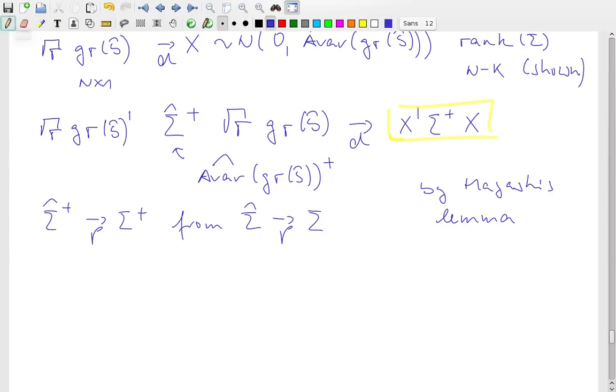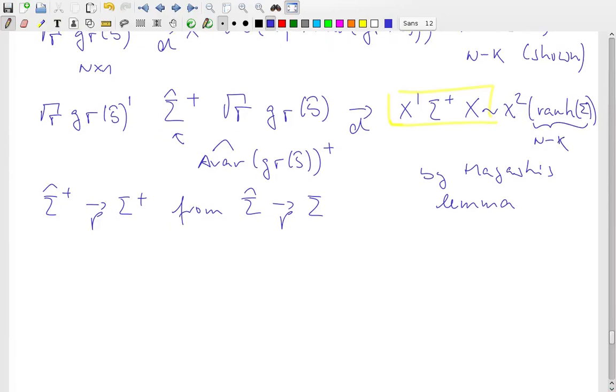And the point is, we now know what the distribution of this quadratic form is. It's a chi-square distribution, and now we also know what the degrees of freedom are. The degrees of freedom is equal to the rank of the variance covariance matrix sigma, and this rank, as we showed, is n minus k. And that shows again the limit distribution of the J statistic.